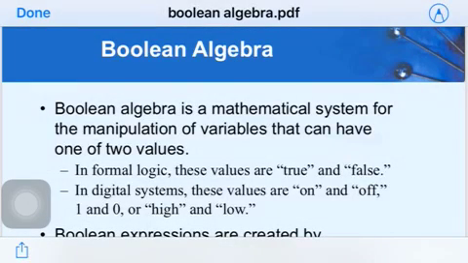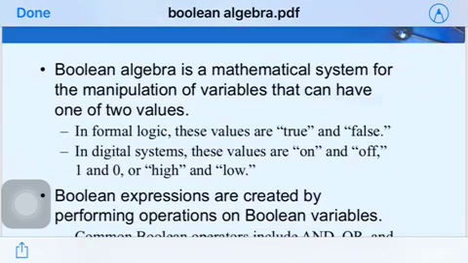Hello. We will discuss Boolean Algebra in the subject Fundamentals of Computers. Boolean Algebra is a mathematical system for the manipulation of variables that can have one of two values. Those two values in formal logic are true and false. In digital systems, these two values can be on, off, or 1 and 0, or high and low.